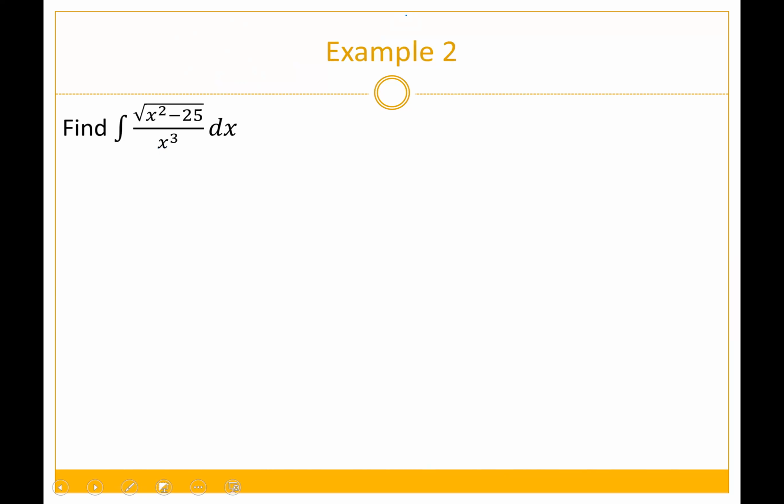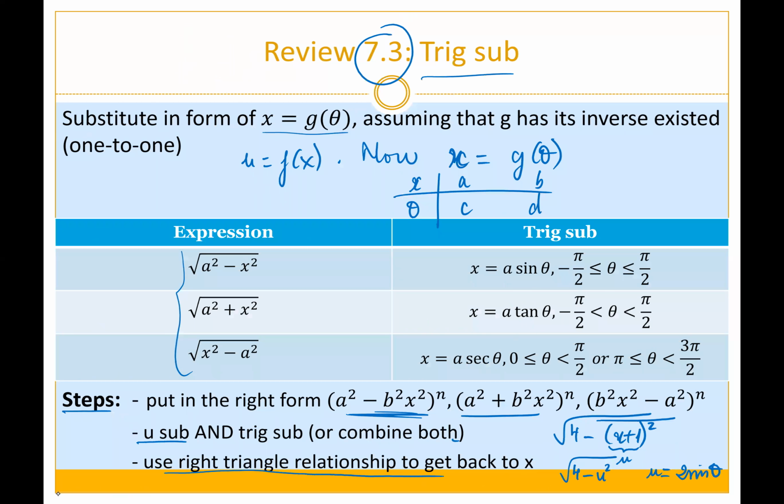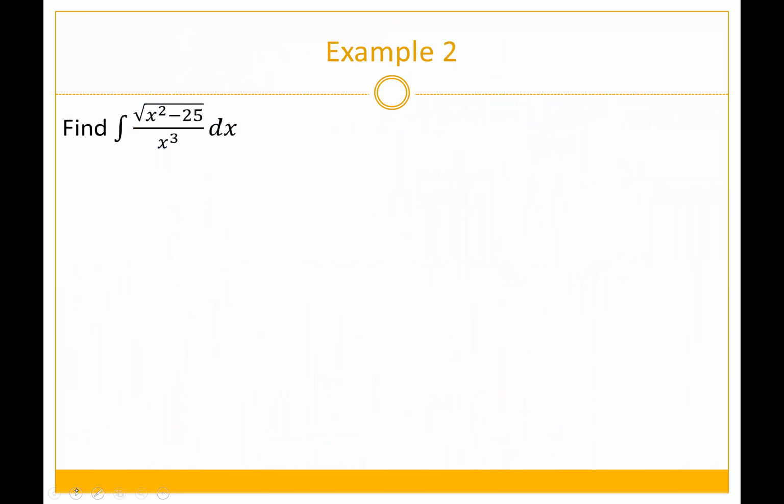So here we have square root of x squared minus 25 divided by x cubed dx. So in that table that we have, that is going to be the form of substitution of x equal a secant theta. So here we're going to do that substitution. So a squared is 25, so a is going to be 5. So it's 5 secant theta. Now, what you need to know here is what is the derivative of secant? And it's 5 secant, not square, tangent d theta.